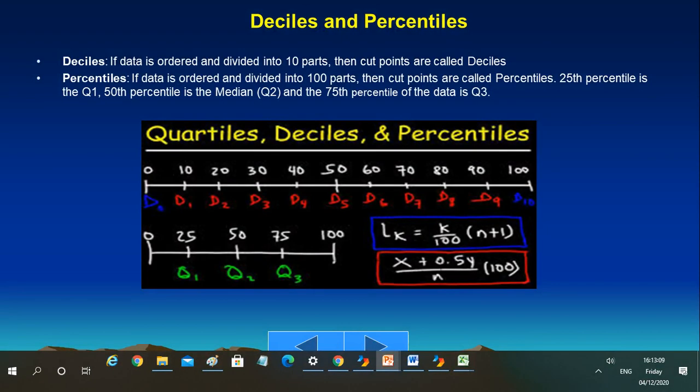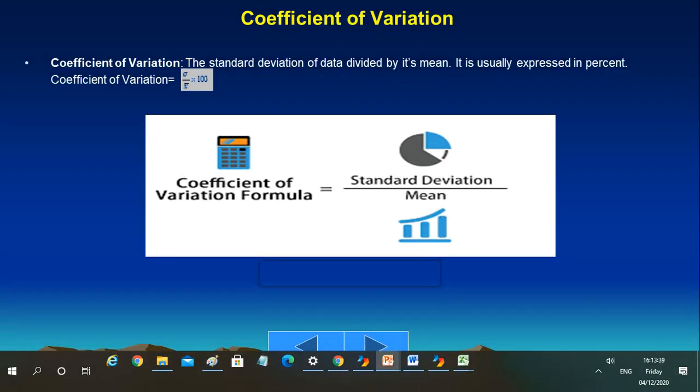Deciles. Deciles means the data is ordered and divided into 10 parts. Decile means 10, so when it is divided into 10 parts, the cut points are called deciles. Similarly, percentiles: when the data is ordered and divided into 100 parts, the cut points are called percentiles. It may be the 25th percentile or the 50th percentile or whatever. That is how we understand it, and it becomes easier for us.